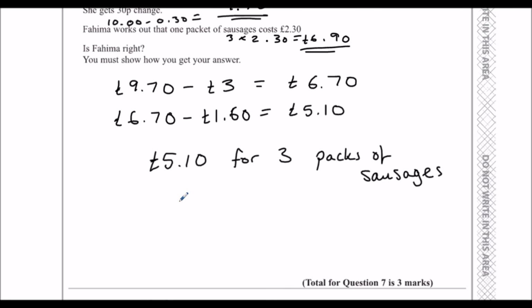Or we could divide by 3, which is probably a bit harder, and work out what 1 pack of sausages actually does cost. So I'm just going to write 3 times £2.30 does not equal £5.10. So Fahima is wrong.